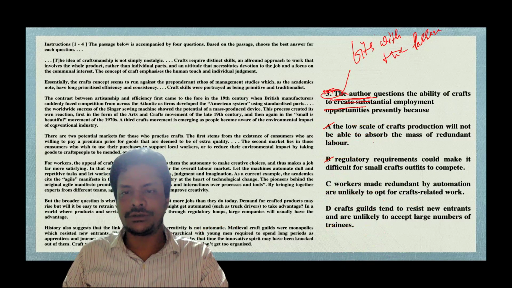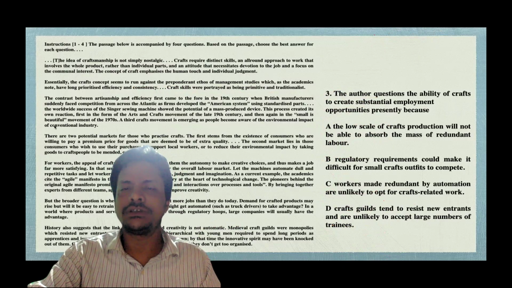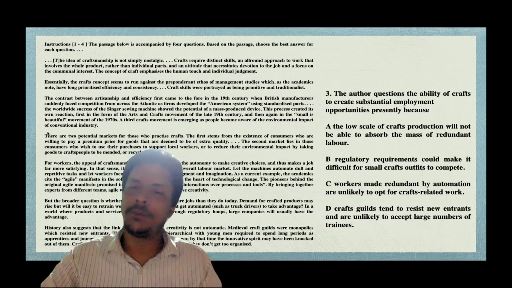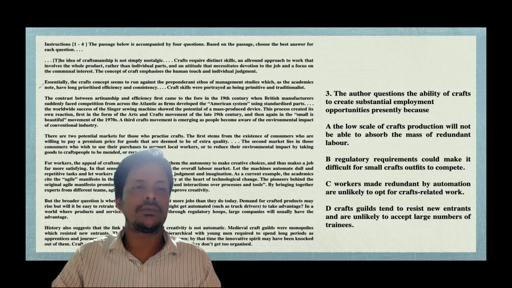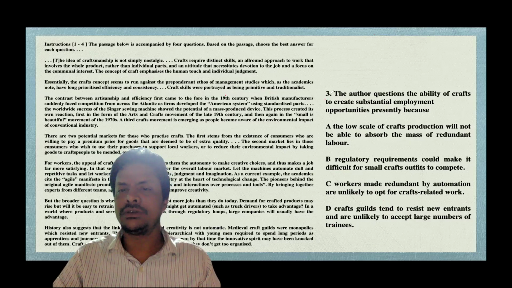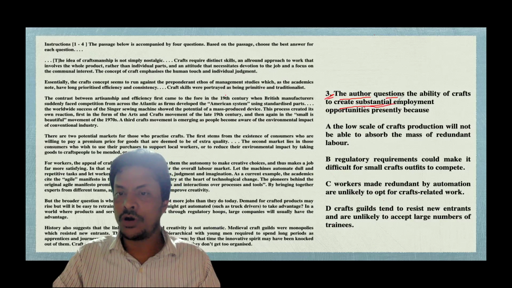This is the third question. So let's come to the third question. The third question is about what? The author questions. So what is the third question stated here? The author questions the ability of crafts to create substantial, or a large scale, employment opportunities presently. Try to understand what the question says here.